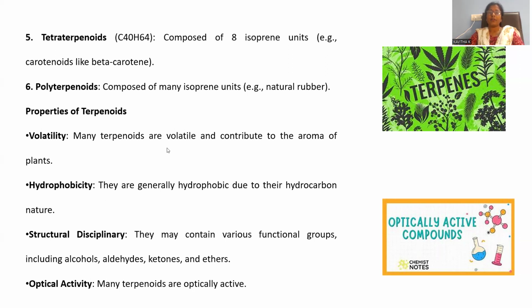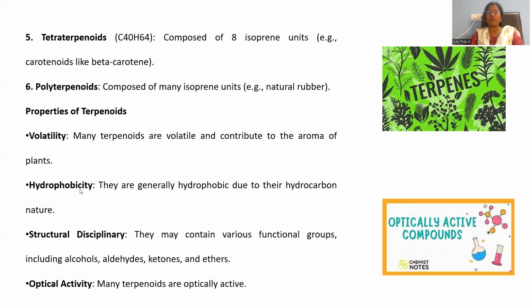Many terpenoids are volatile and contribute to the aroma of plants. Whatever perfumes we are using which are extracted from nature, most of them are from the class of these terpenoids only, because two properties accompany them. One is volatility, immediately disappearing. And second is aroma, that is, a fragrance will be there, perfumery tendency will be there. So because of this property, they are used in that sense.